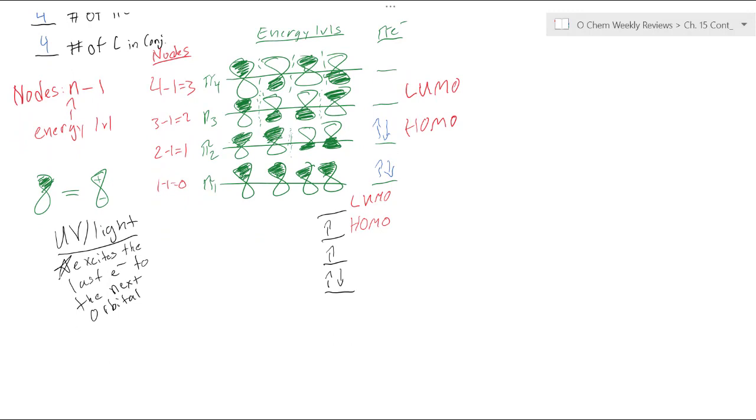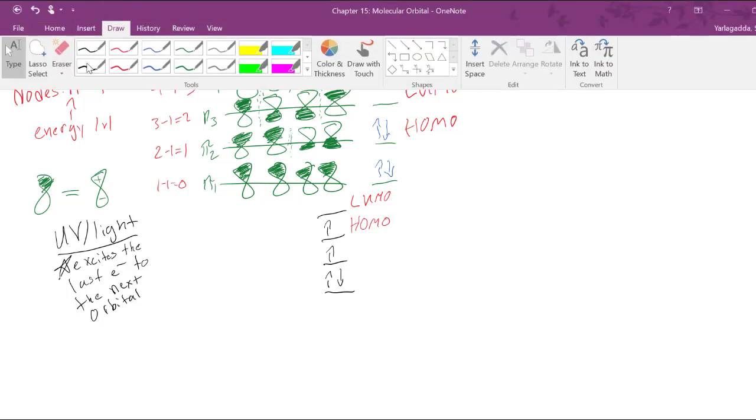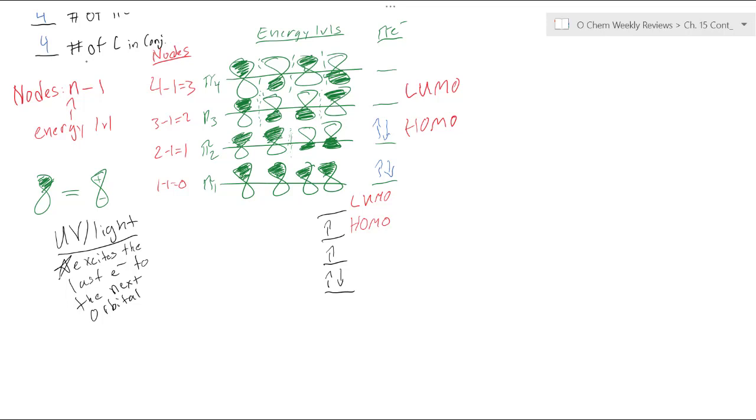Sometimes they will also mention bonding and non-bonding. In an even number of carbons, bonding are going to be the bottom two. It's going to be symmetrical. So these are your bonding ones, and these are your non-bonding ones.